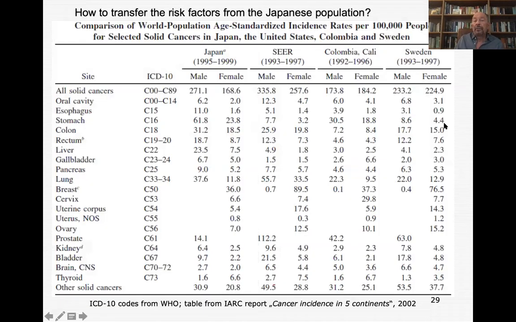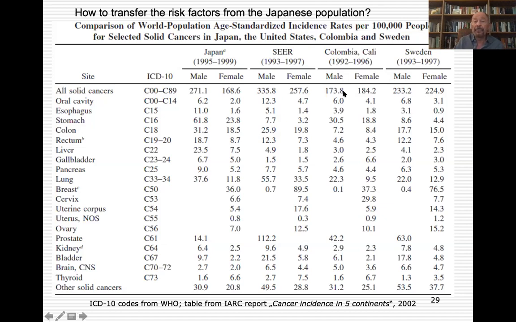Now, the problem is that we have the coefficients of risk from the Japanese population, but can we transfer this coefficient of risk to the world population? We have a problem here. The problem is that the background that you use directly to calculate the excess absolute risk from the excess relative risk is substantially different in different countries.